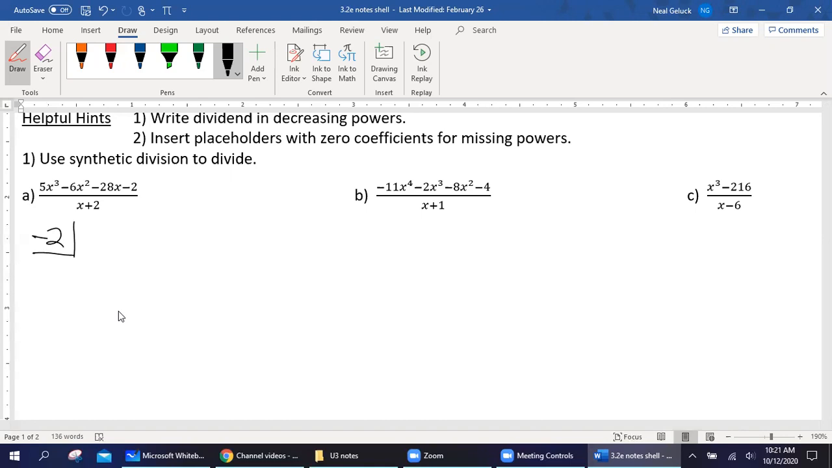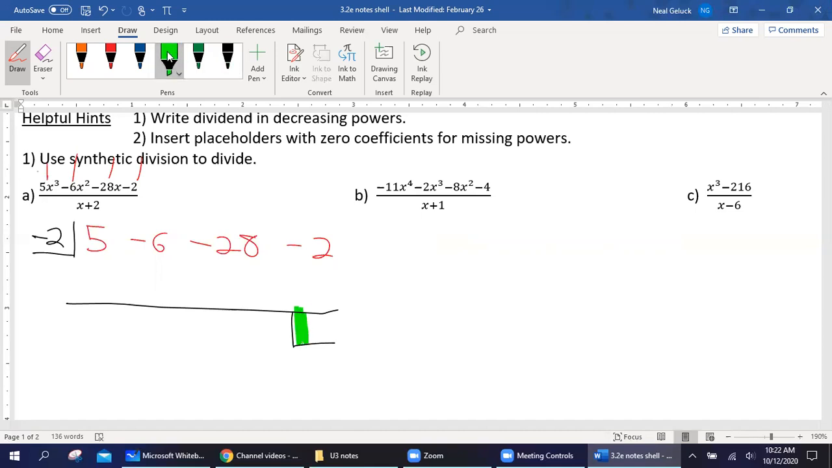I'm going to then take my coefficients, 5, 6, 28, and the constant 2. Well, some of those were negative, sorry. And I'm going to list those next to it. So I've got 5, -6, -28, -2. Leave a little space, put a bar, and I'm going to put a little part of a box down here. This little box on the bottom right, that's where my remainder is going to be.